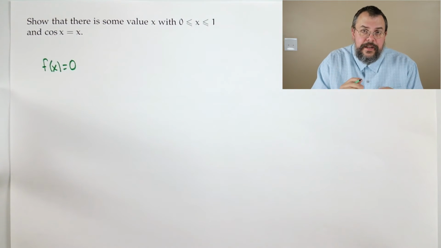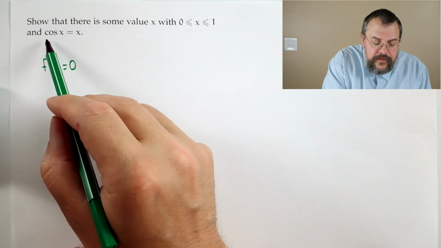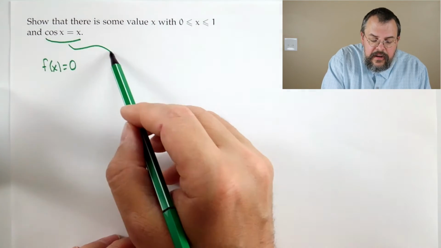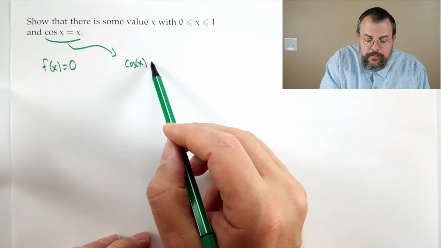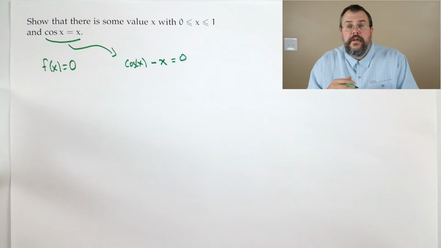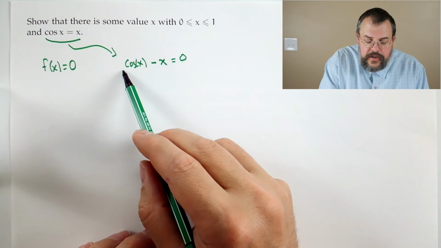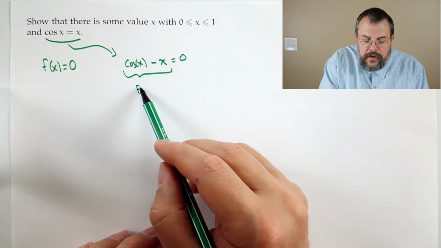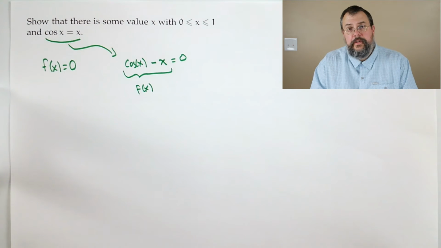So what we can do is say that cosine of x equals x is the same as saying cosine of x minus x equals 0. In other words, we're going to just move the x across. And now we're saying, really we're looking for a root of this function, cosine of x minus x.